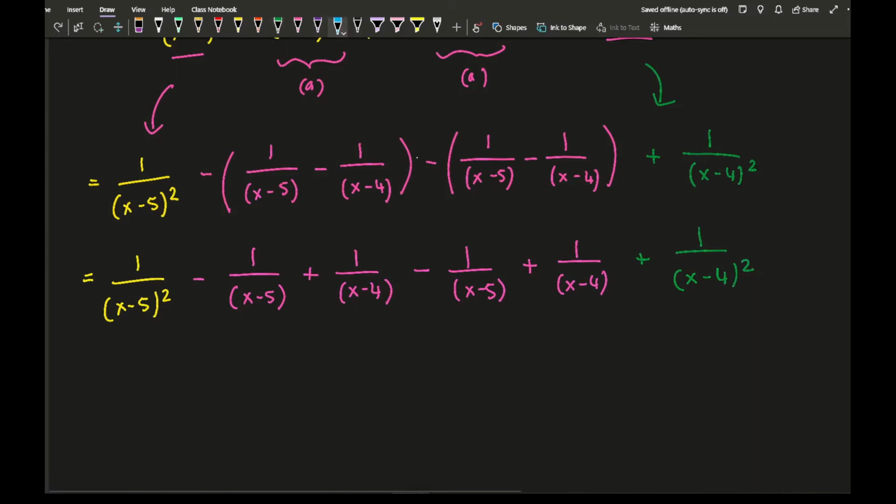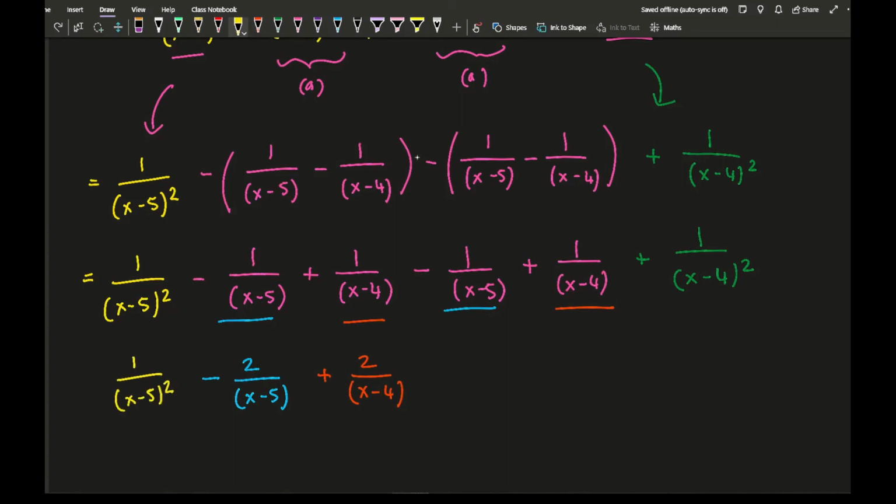Now again, joining these like terms together, these two are alike, so I'm going to end up with minus 2 over x minus 5. And then my other two like-minded terms, so let's go for orange, I've got these two terms here, so I'm adding 2 over x minus 4. And then I bring my 1 over x minus 5 squared and my plus 1 over x minus 4 squared, and there is my final answer. And that's what they've asked me to prove.